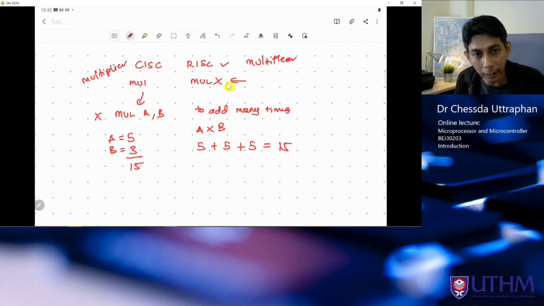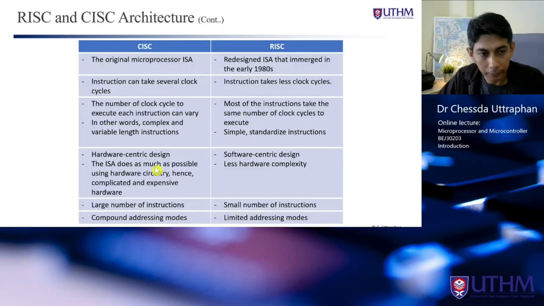Or maybe you have a multiplication instruction in this RISC computer, but actually what the microprocessor does is use the adder to do the add in the background. Same thing. But the point is this RISC doesn't have a multiplier inside. If you don't have a multiplier inside, it means that your circuit is less complex compared to the CISC that has a multiplier. Correct? So that is the meaning of this.